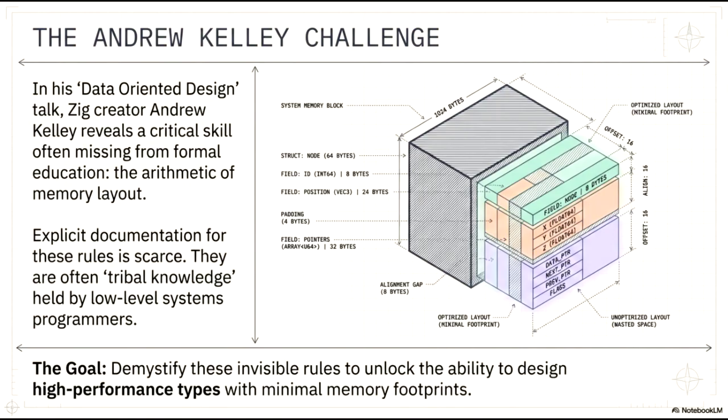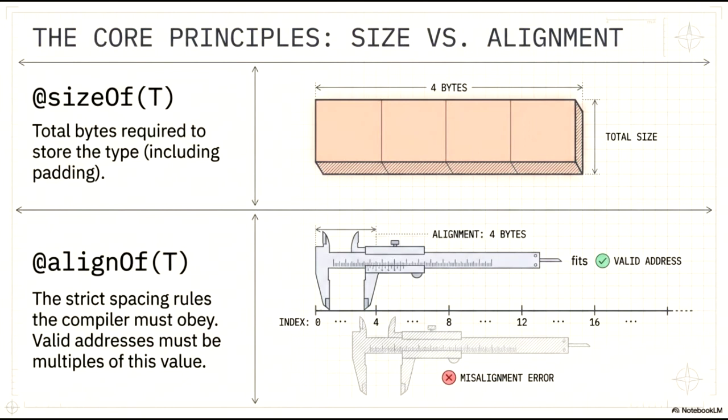By visualizing the difference between unoptimized and optimized layouts, we can clearly see how alignment gaps and offsets create wasted space. Our goal is to demystify these invisible rules, empowering you to design high-performance types that achieve a minimal memory footprint. To master memory management, we must understand the relationship between size and alignment.